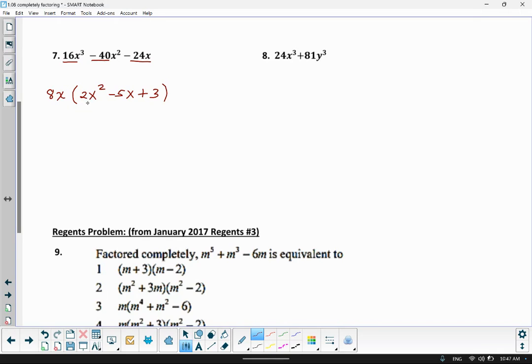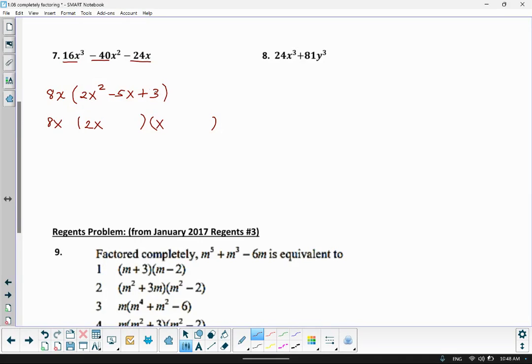With this particular trinomial, I notice that my leading coefficient is not 1, so therefore I cannot do my regular sum product technique. I need to either use trial and error or split the middle. So in this particular case, I'm going to use trial and error. It doesn't matter which one you use. So I'm going to carry down the GCF, and I'm going to set up two parentheses or double bubble. My first two terms, the only possibilities are 2x and x.